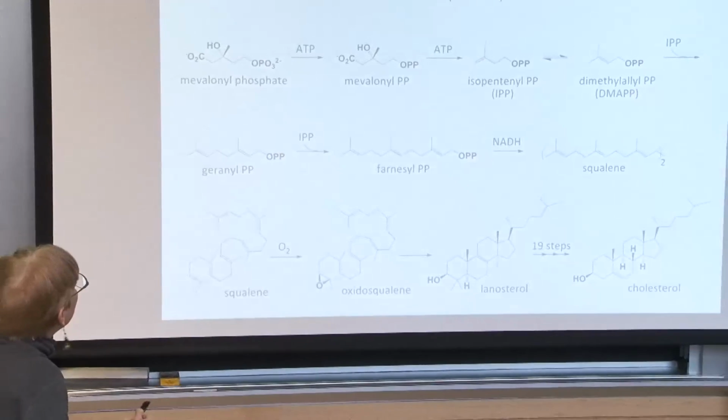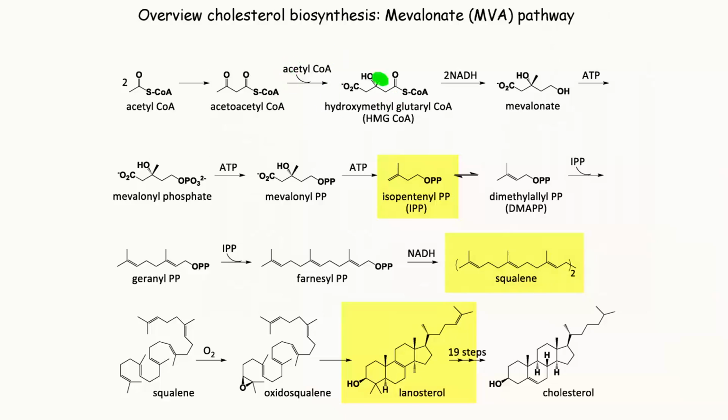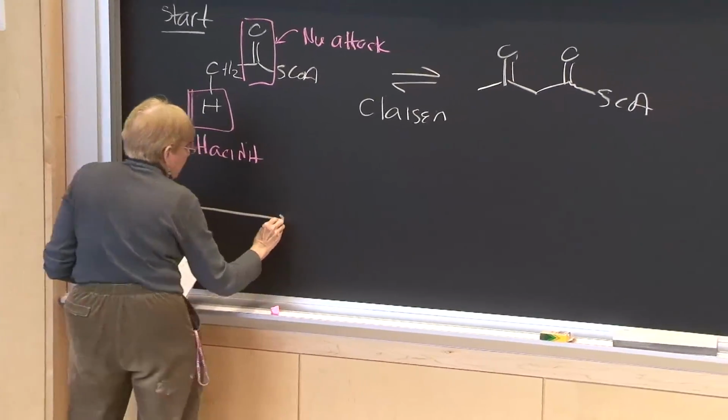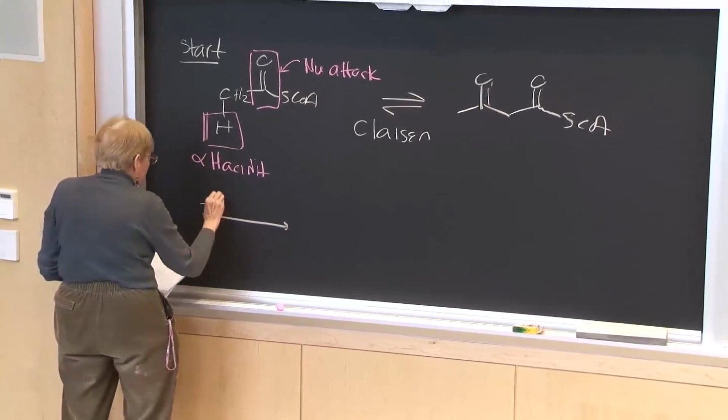Okay, the next step, we need 3 acetyl-CoAs to get eventually to isopentenyl pyrophosphate and dimethylallyl pyrophosphate. So we're going to use another molecule of acetyl-CoA to form hydroxymethylglutaryl-CoA. So we need to add another one of these guys. And this is HMG-CoA synthase.